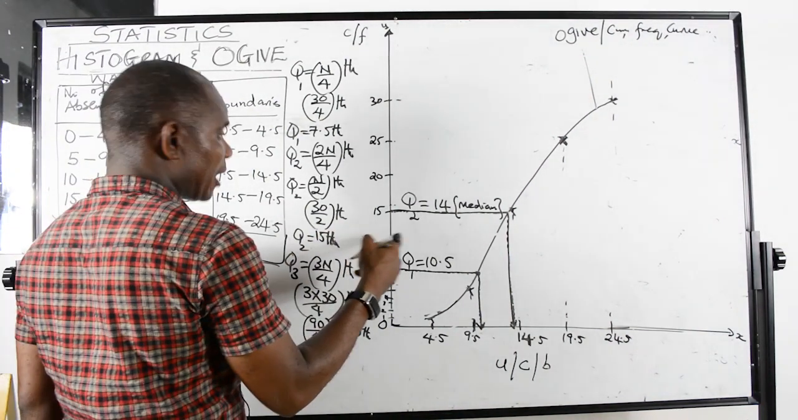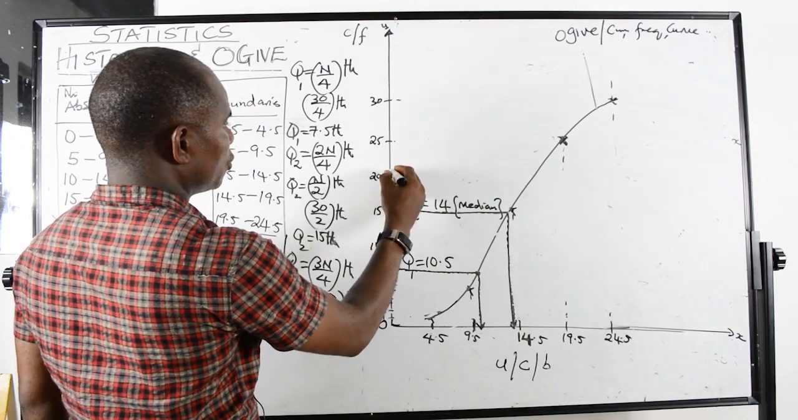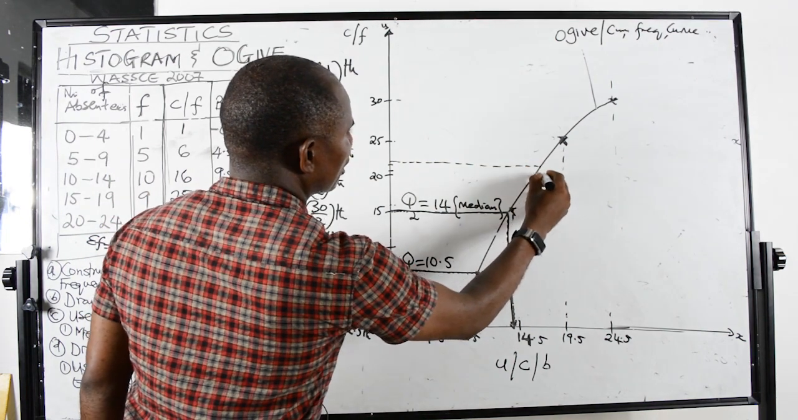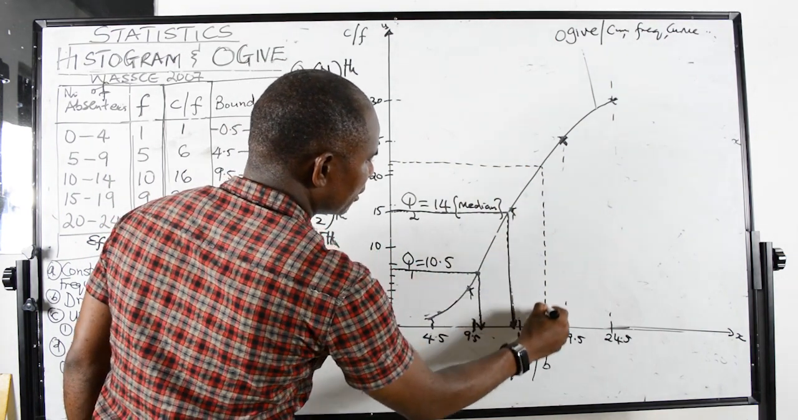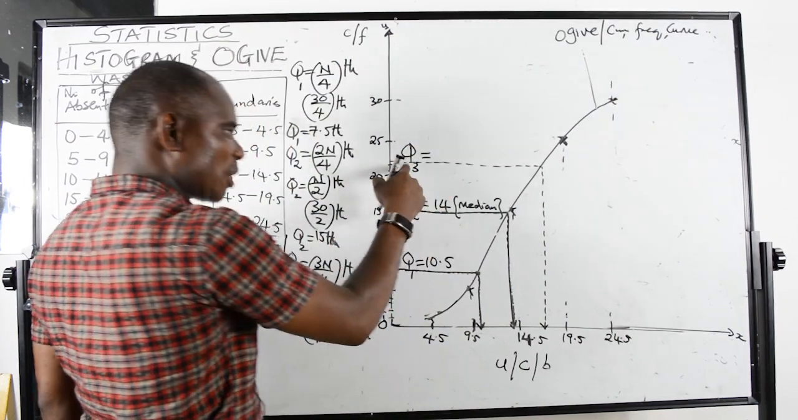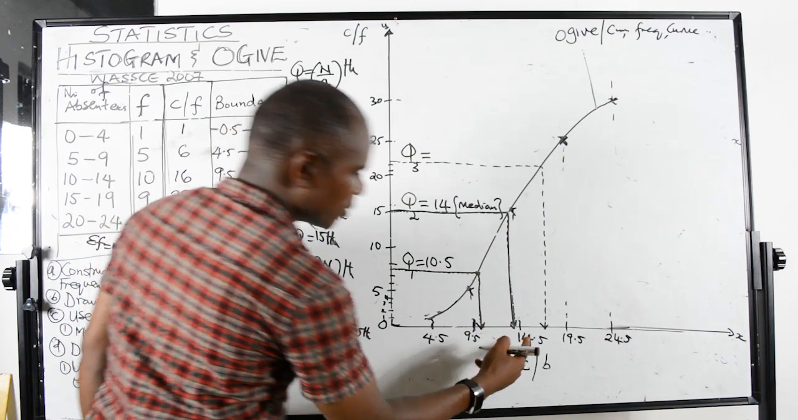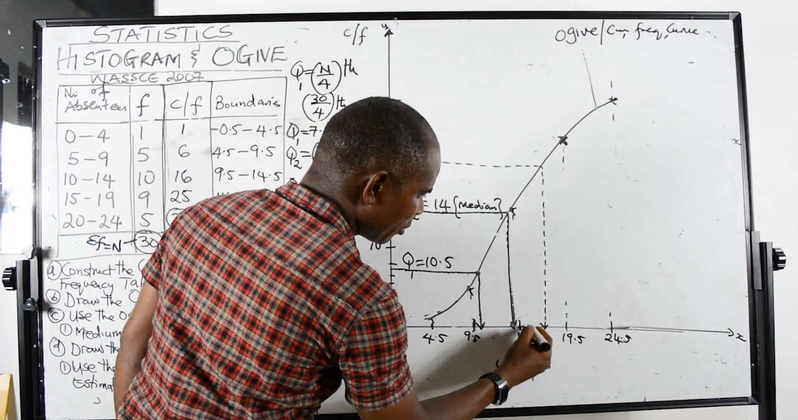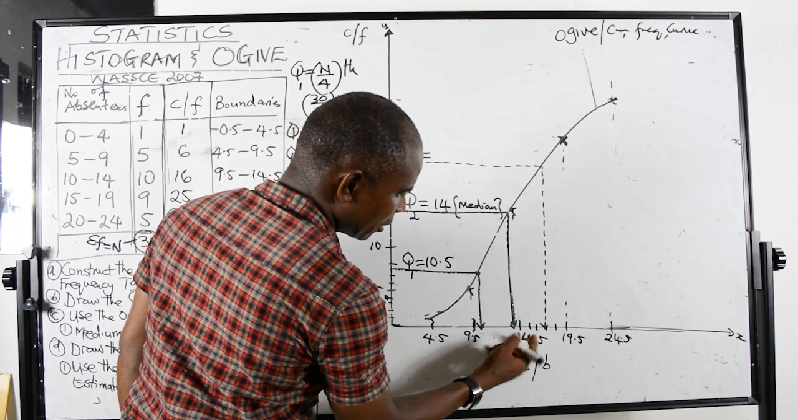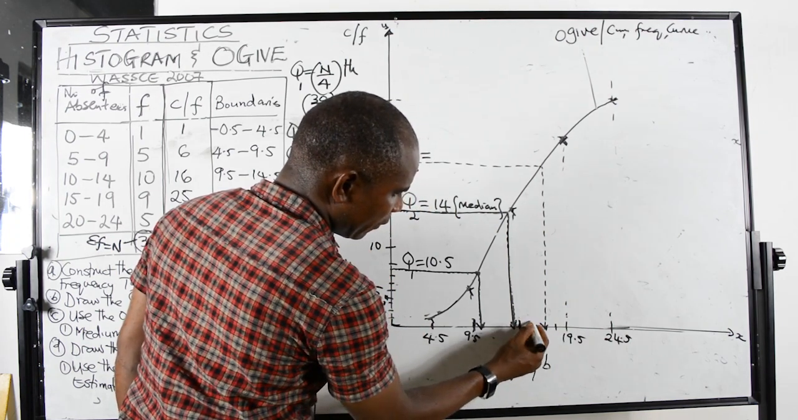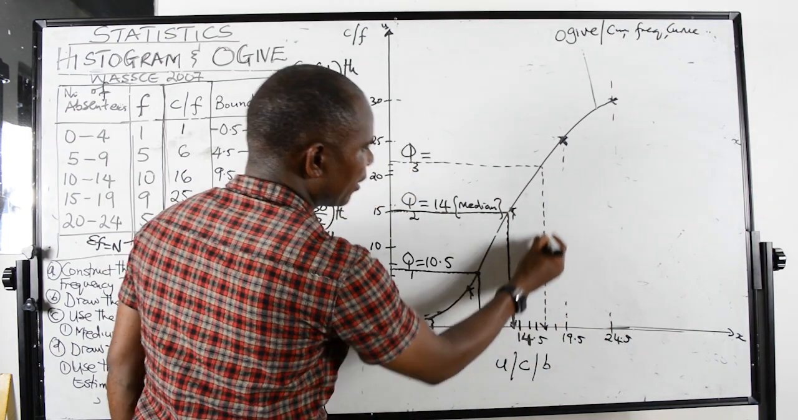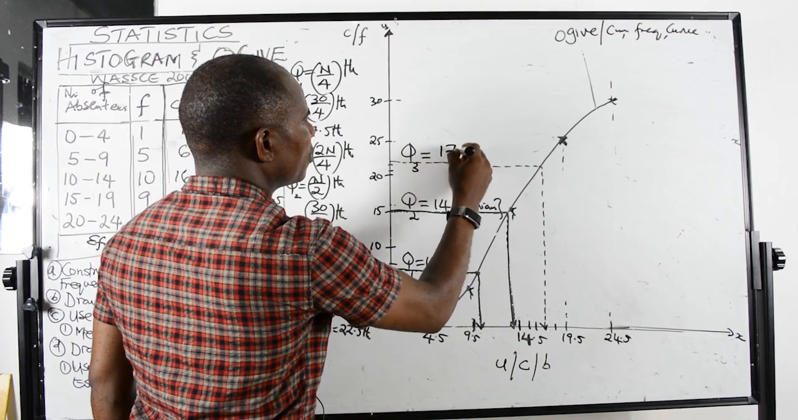So I bring it down here. This is 22, this is 21, 22.5 somewhere here. I go and touch, and I go down, I read. Let's say it's dropping here. So I read, this is Q3, the third quartile, called the upper quartile. Let's read here, this is 14.5, 15.5, 16.5, let's say 17.5. I read that as 17.5.